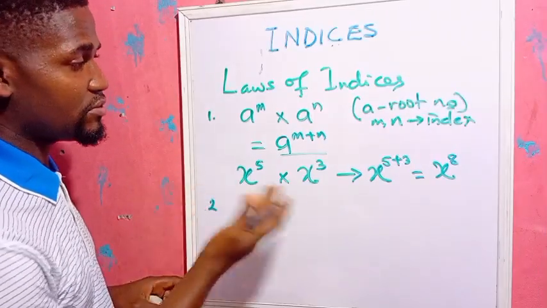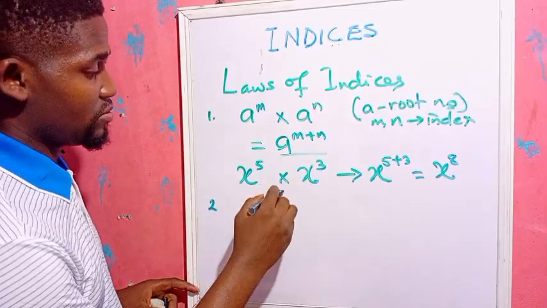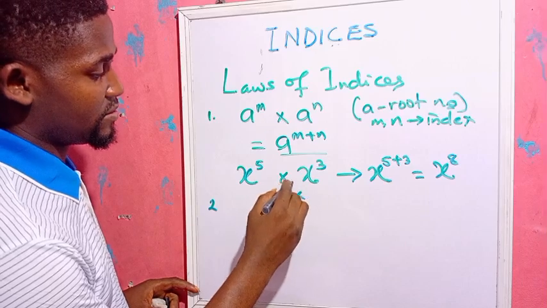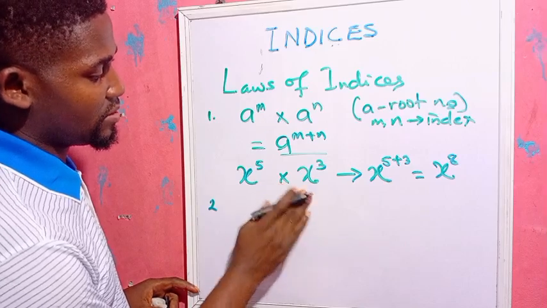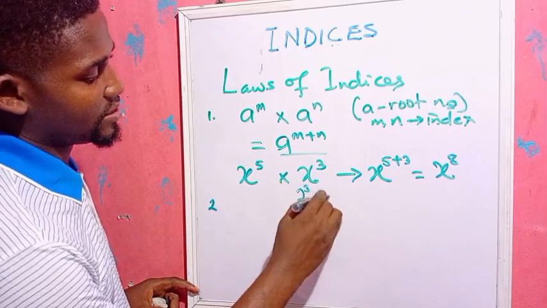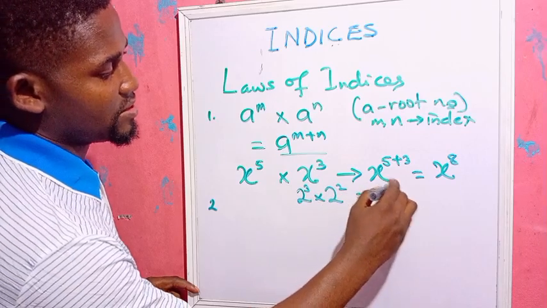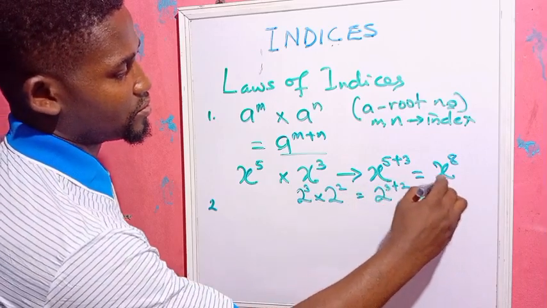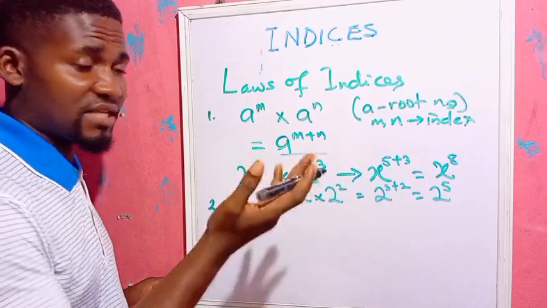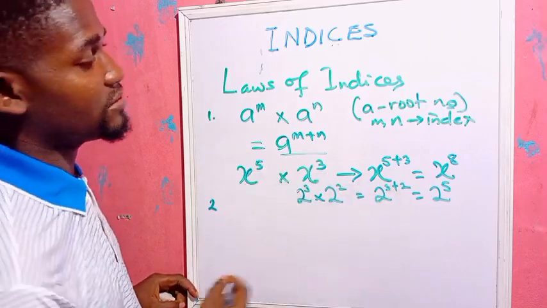We can use numbers here. Take note. We can have 2 raised to the power 3 times 2 raised to the power 2. That becomes 2 raised to the power 3 plus 2, equal to 2 raised to the power 5. And that solves it. We get our answer as 32.